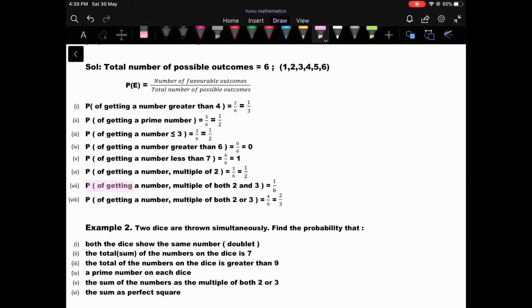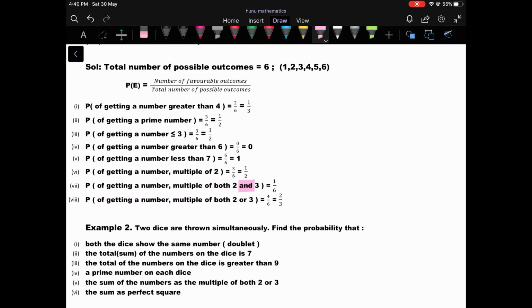Next, probability of getting a number which is a multiple of 2 or 3. Let's identify the multiples of 2 and 3. The multiples of 2 are 2, 4, 6. And that of 3 are 3 and 6. 6 appears twice, so count it once. So altogether we have 4 such numbers. 4 by 6.